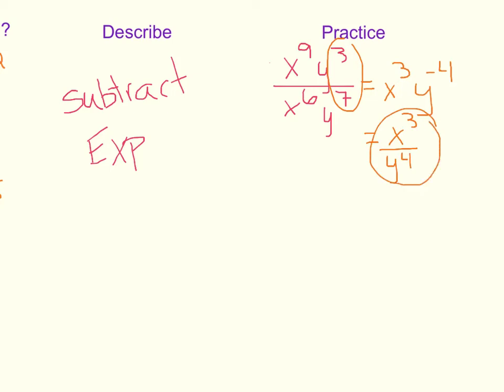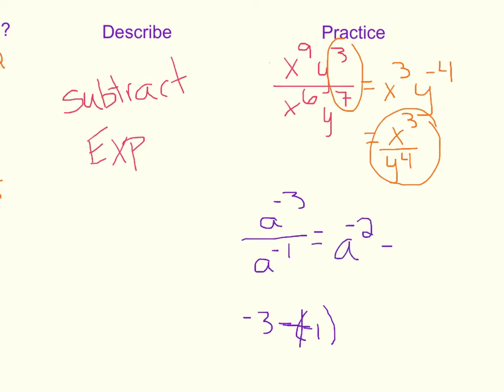And then if you have room, let's do one more example. A to the negative 3 over a to the negative 1. If you subtract those exponents, negative 3, and then you subtract negative 1, double negative means you're adding. Negative 3 plus 1 is a to the power of negative 2. Go one more step, 1 over a squared.